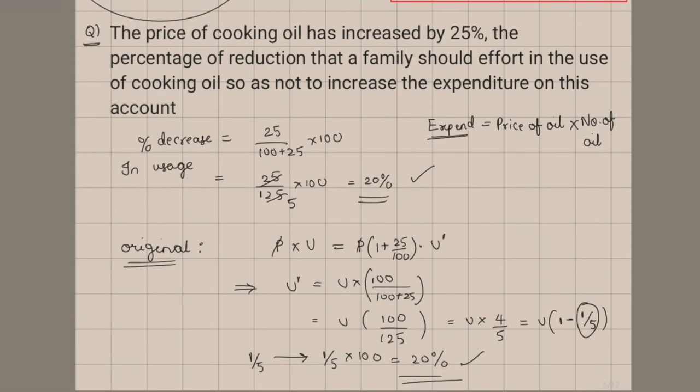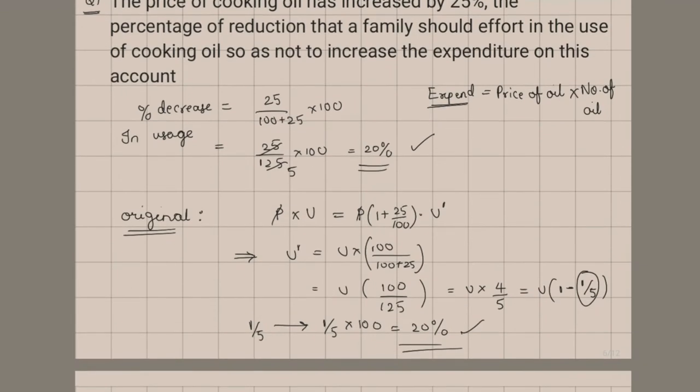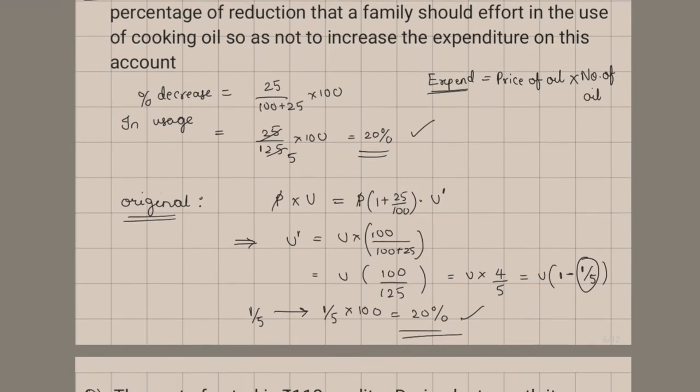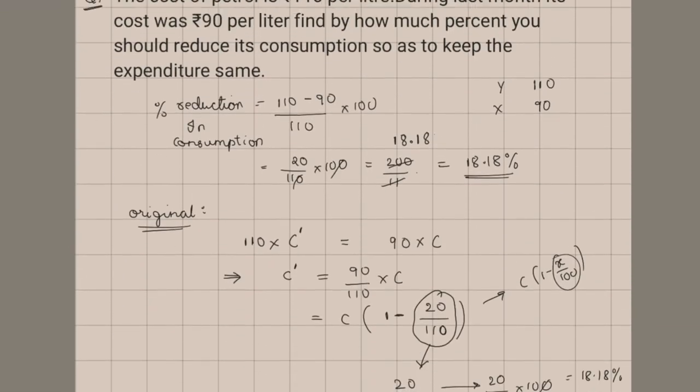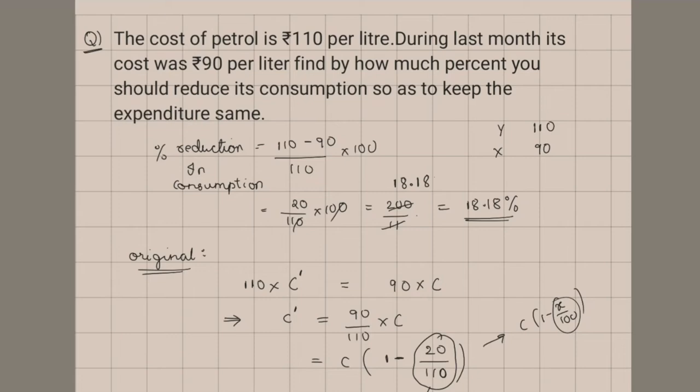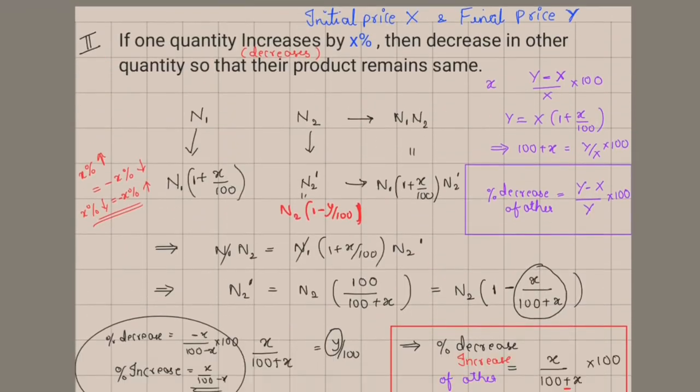And we have seen an example, the price of cooking oil has increased by 25%. If you substitute in that formula, you get a 20% decrease in usage, so that the expenditure will be the same. Or else you can do it in the original way, it takes some time. Similarly, we have seen another example where costs are given, where final prices are given, not percentage. We have seen that the result will be y minus x by y into 100.